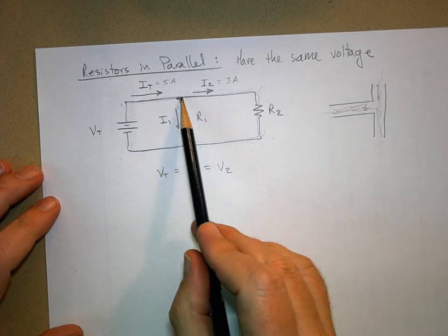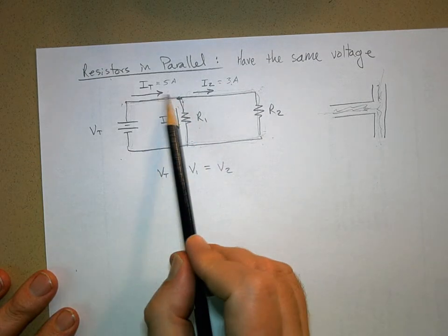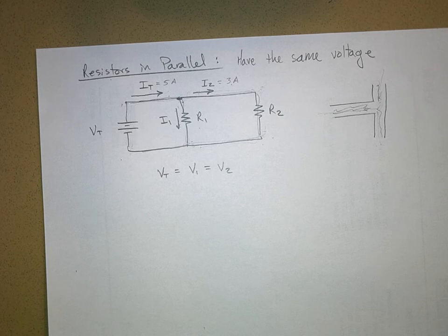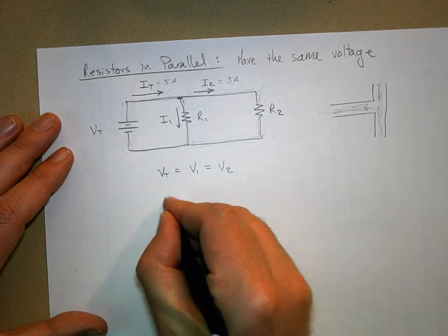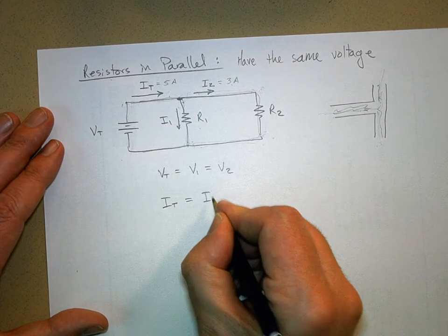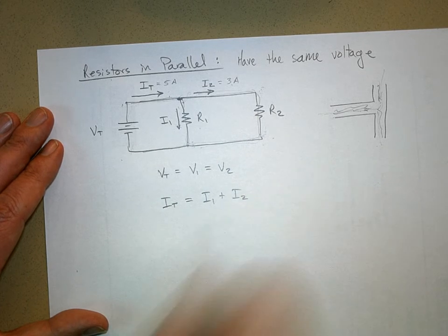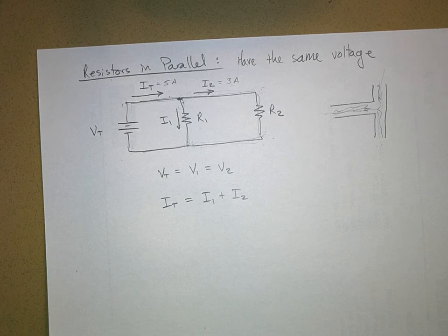Well, if 3 plus 2 didn't equal 5, if the current in didn't equal the current out, I don't know what's happening. You can't make current appear from nowhere or disappear from the universe. You have to account for it. So it makes total sense to say this. The total current is going to be equal to the current through the first resistor plus the current through the second resistor that are in parallel with each other. All right? Make sense?